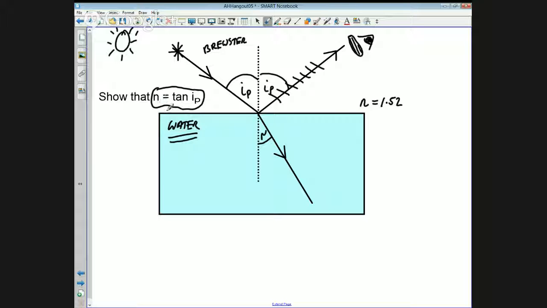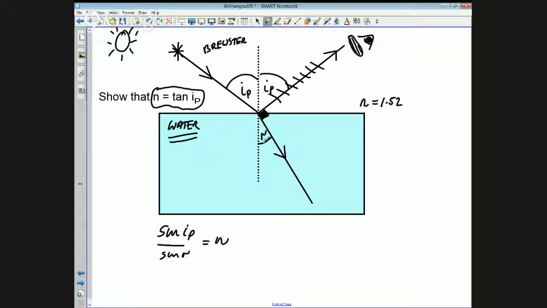So how do we get this expression here, n equals tan IP? Well, we can just do it with Snell's law, and Snell's law is simply sine of incidence, which we'll call IP, divided by sine of the refracted angle, and that's equal to the refractive index. But we could do some work here, because the Brewster angle is such that the angle between the reflected ray and the refracted ray is 90 degrees. That's the key point here.